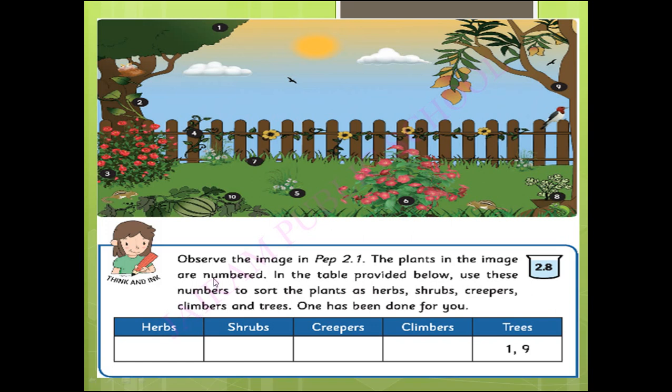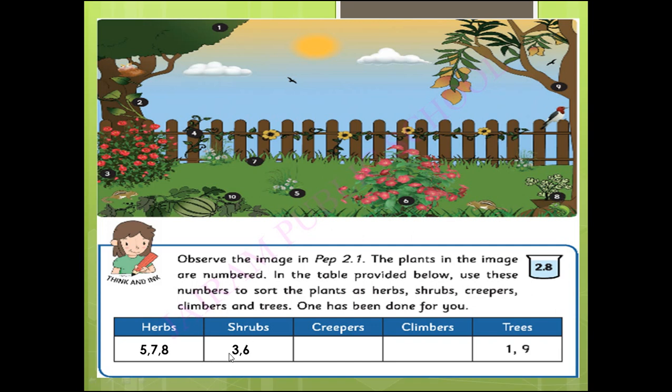The question given here is, observe the image in pep activity 2.1. The plants in the image are numbered in the table provided below. Use these numbers to sort the plants as herbs, shrubs, creepers, climbers and trees. So here one example is already given. Now we can find the herbs. What are the herb plants? Plant numbers 5, 7 and 8. So these three are the herbs.